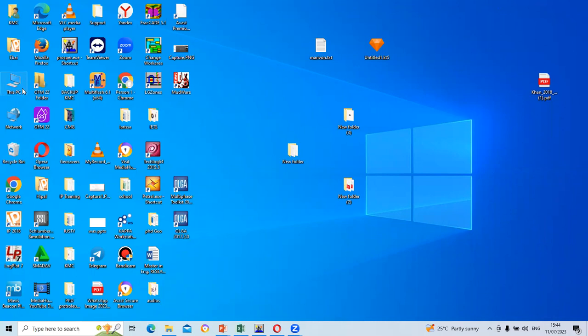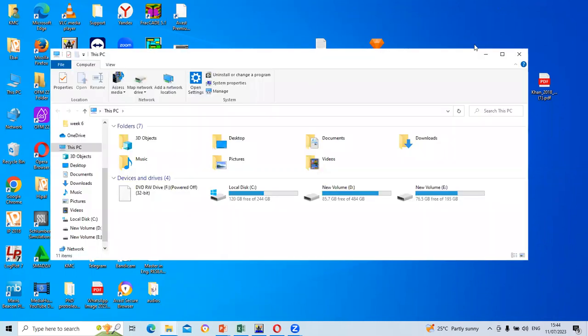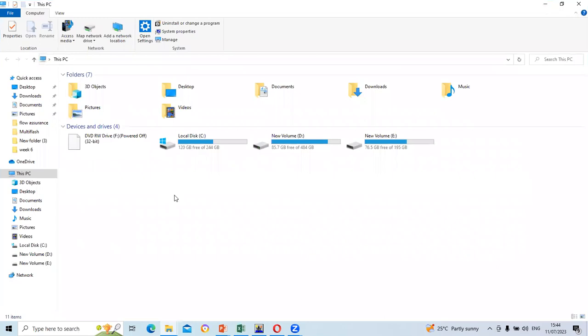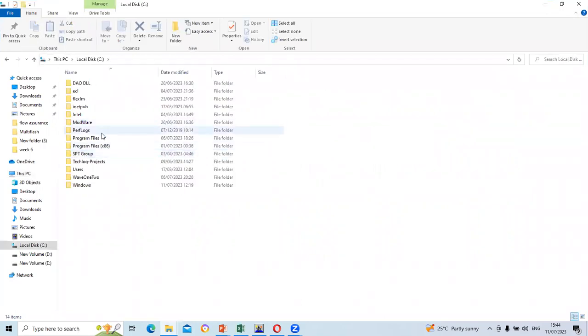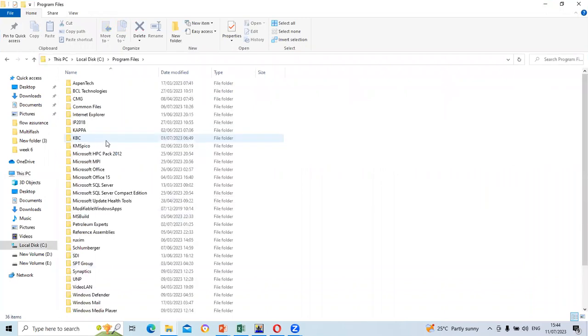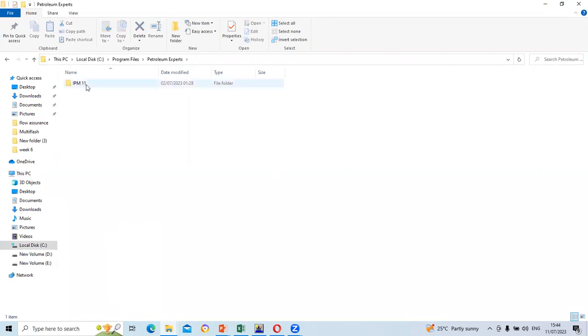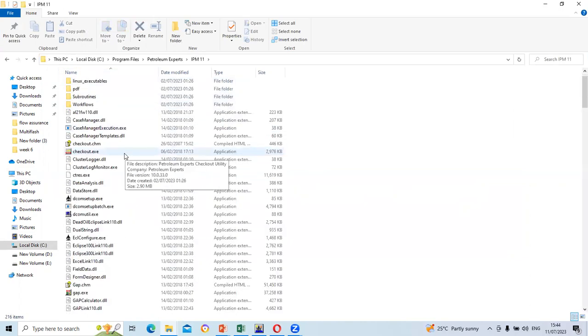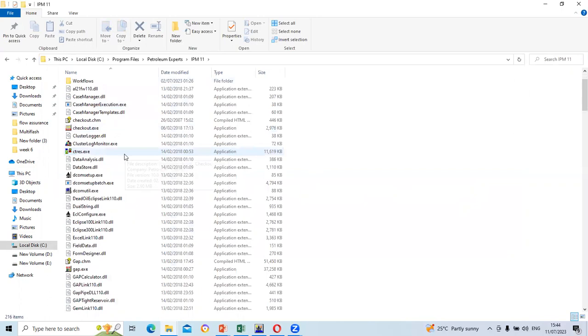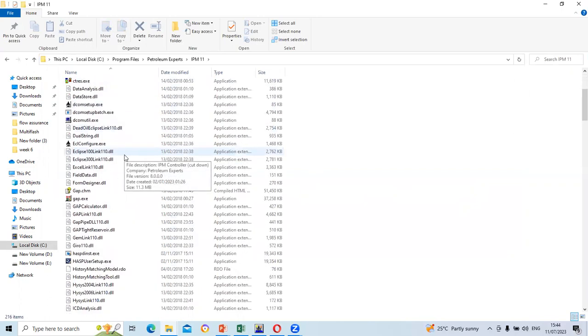Okay. After you have installed the software, it doesn't appear on your desktop. So you go to your local drive, Program Files, and you see Petroleum Experts there. You open the Petroleum Experts, that is it, IPM 11. You open this. There are about 6 softwares inside the Petroleum Experts.